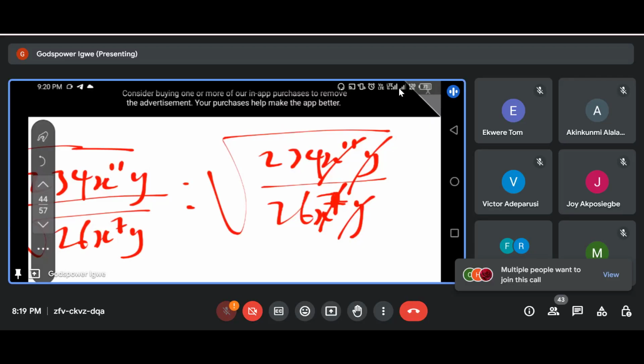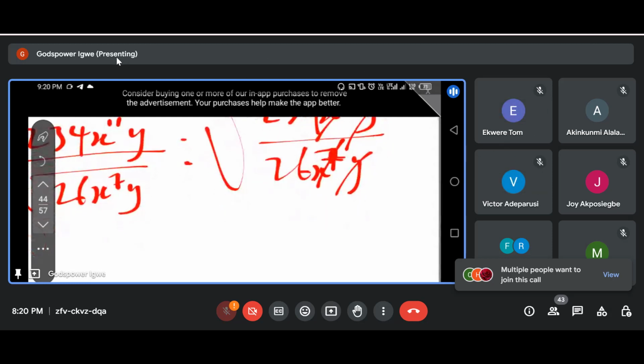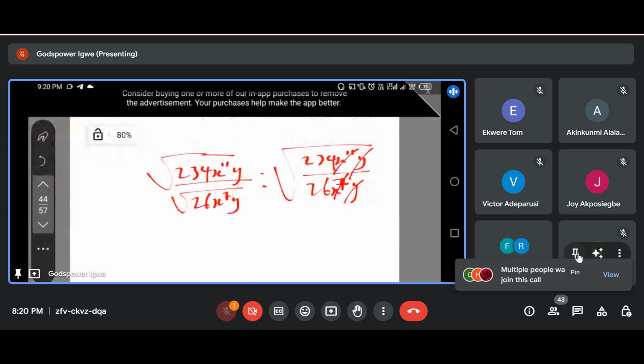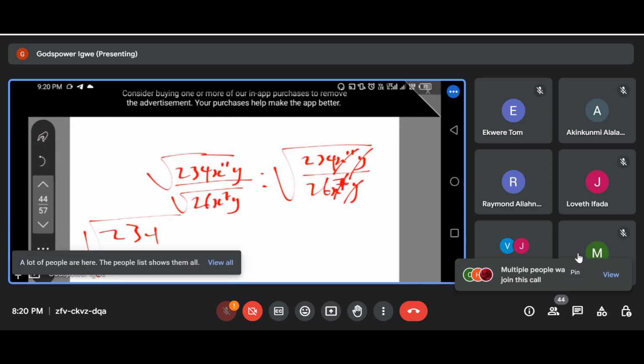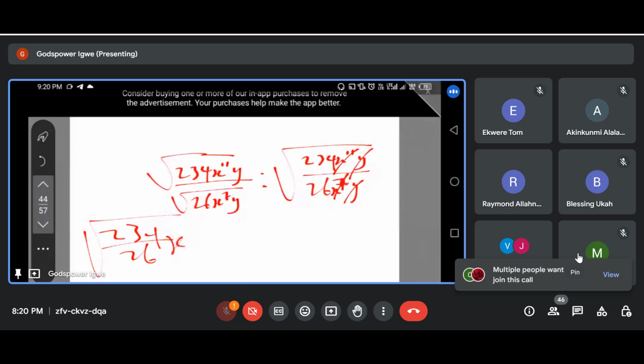11 minus 7 is going to give us what? 11 minus 7 is going to give us 4, right? So now we have this equation: square root of 234 all over 26, then we have x to the power 4.